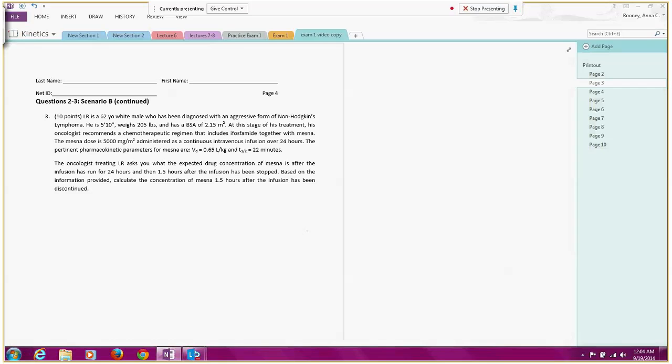All right, so now we are on question number 3. And we're still on the question with LR, the 62-year-old man who had aggressive non-Hodgkin's lymphoma.